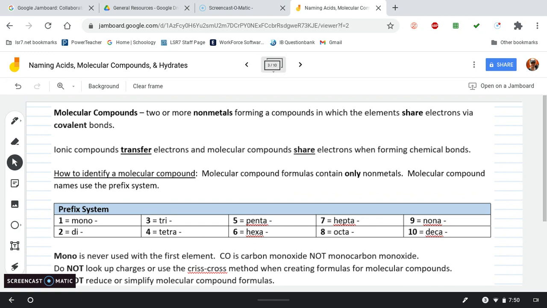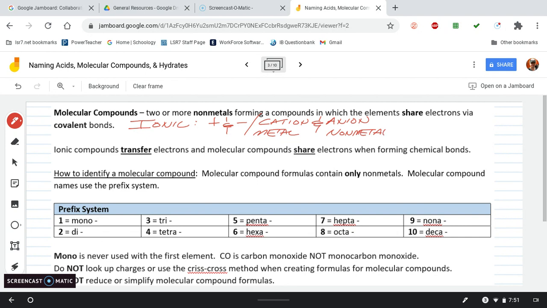But the difference in a molecular compound from what we've been working with is we've been working with ionic compounds. And so remember, our definition for an ionic compound was that we were going to have a plus and a minus. So it's a cation and an anion, or a metal and a non-metal. So you can think of this as the metal and the non-metal. This is what we have been doing previously.